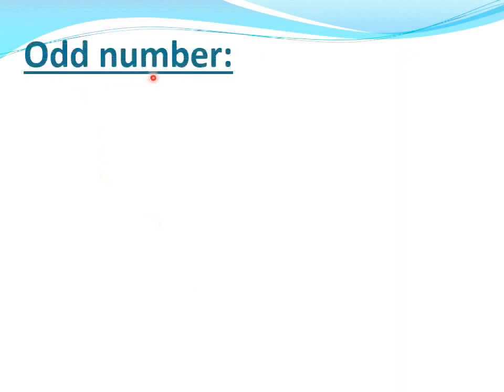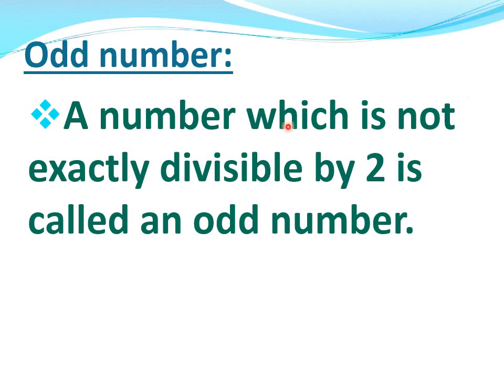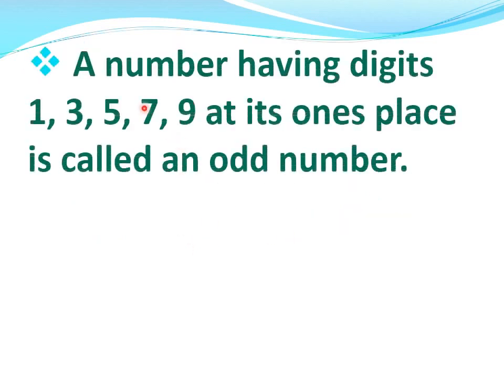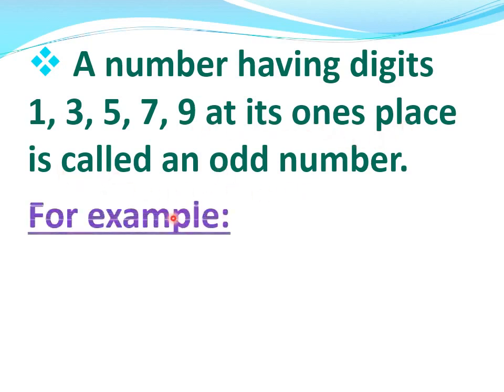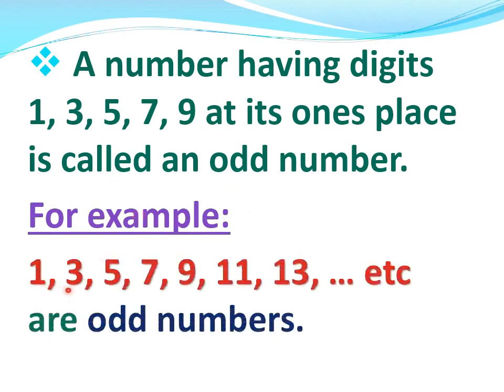Now, odd number. A number which is not exactly divisible by 2 is called an odd number. Or a number having digits 1, 3, 5, 7 or 9 at its ones place is called an odd number. For example, 1, 3, 5, 7, 9, 11, 13 and so on are odd numbers.